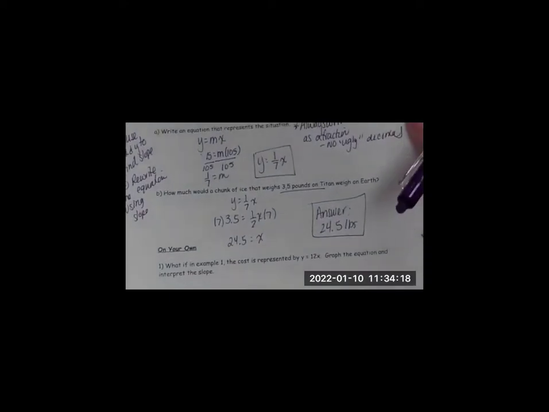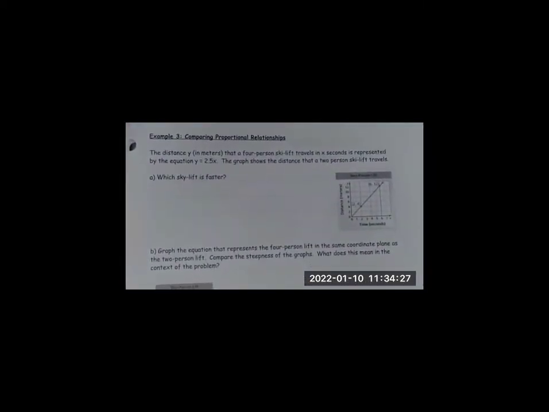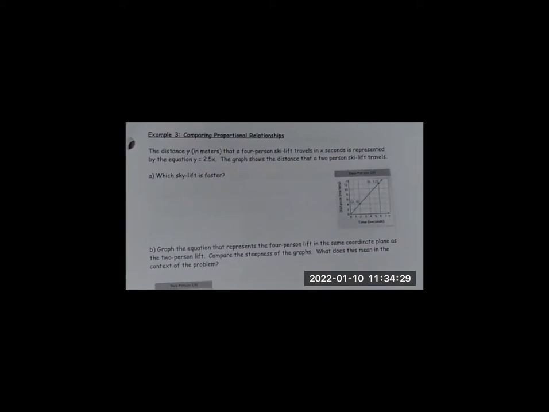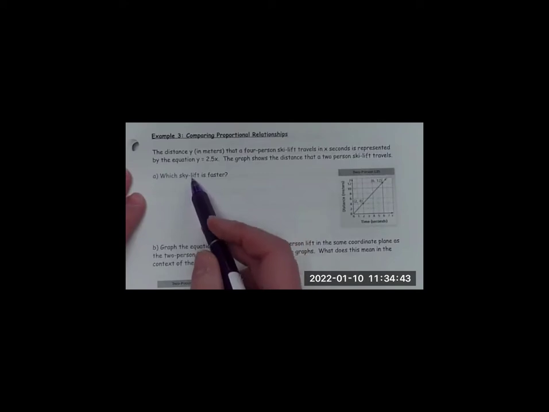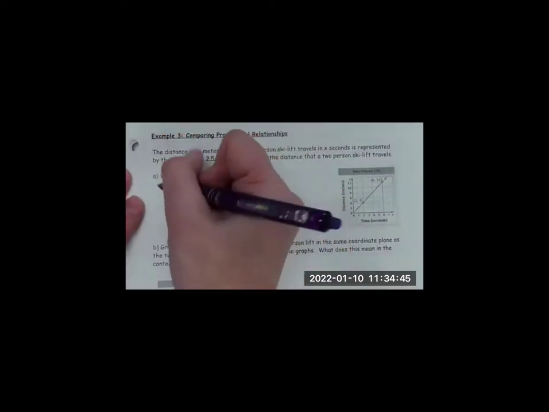Now we're going to go ahead and skip the on your own 1 and 2 for right now. And then we're going to take a look here at example 3. The distance y in meters that a 4-person ski lift travels in x seconds is represented by the equation y equals 2.5x. Now the graph shows the distance of a 2-person lift. Which one's faster? Well, to be honest, I'm really not sure. So let me break this down a little bit.